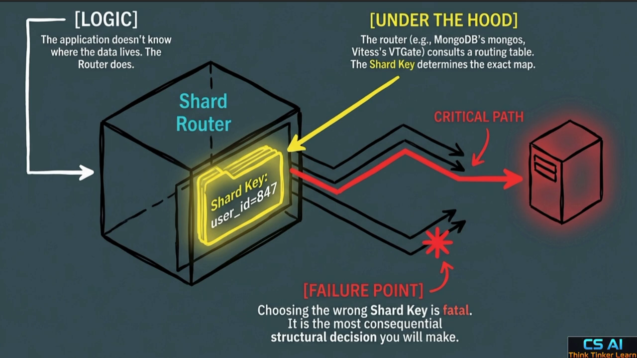The failure point here is paramount. Choosing the wrong shard key is fatal. It is the most consequential structural decision you will make, as an improper shard key can lead to uneven distribution, hotspots, and poor performance across your distributed systems.